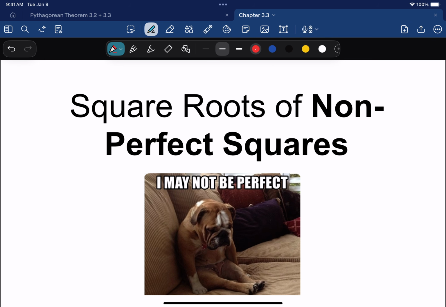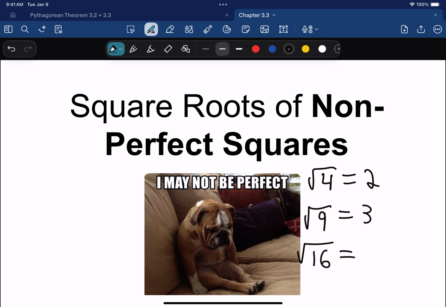Today we are going to do the square root of non-perfect squares. So what does that mean? Well, we learned about perfect squares last time. A perfect square would be a number like 4, where when we take the square root of 4, we get a whole number, 2. Another perfect square would be 9, where we would get 3. Or 16, where if we took the square root, we would get 4. A non-perfect square would be, what happens if we wanted to get the square root of 5?